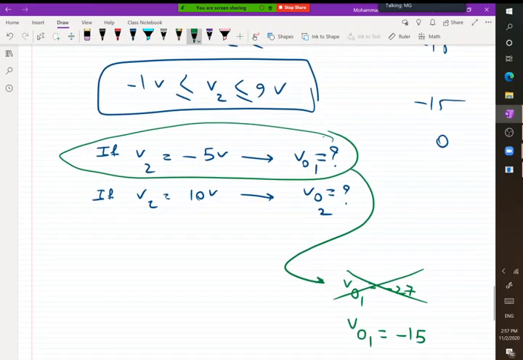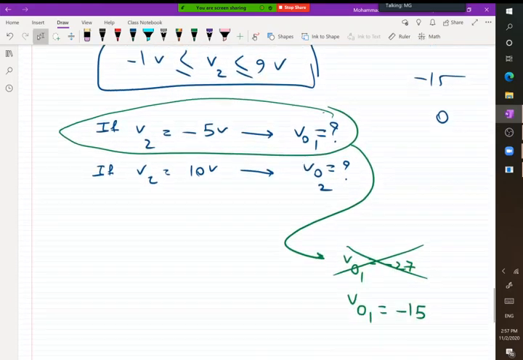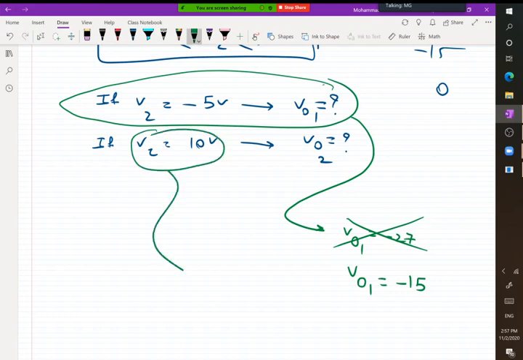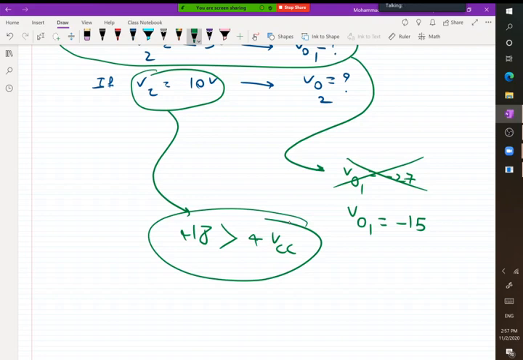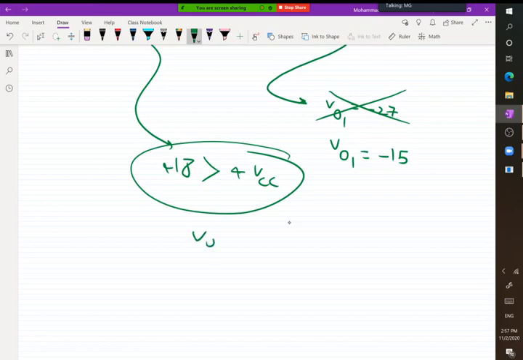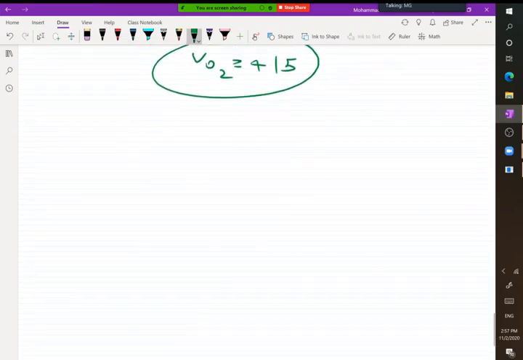What about VO2? VO2 is supposed to be 18, but 18 is greater than plus VCC, and as I mentioned, VO cannot go beyond positive VCC, so it will be limited to positive 15. Okay, so this one is not correct. VO2 is positive 15 and VO1 is negative 15. So it is a range.